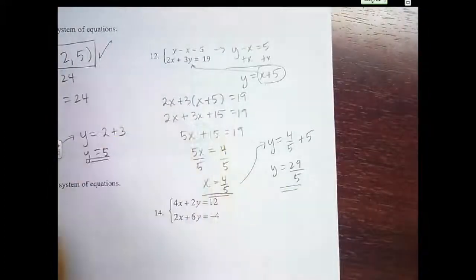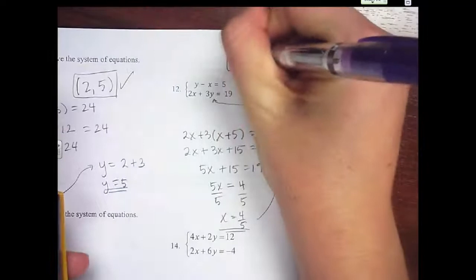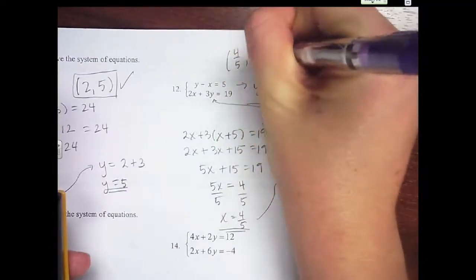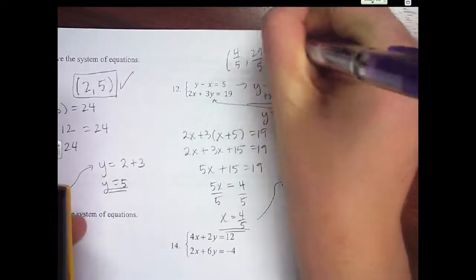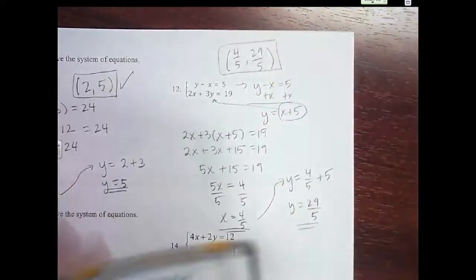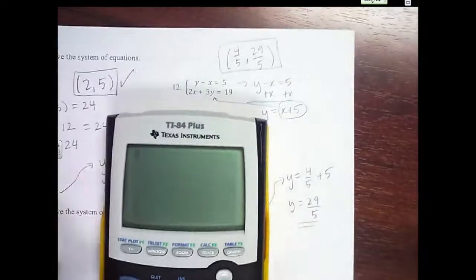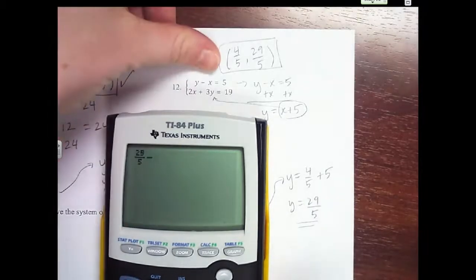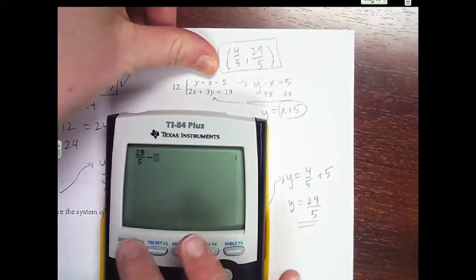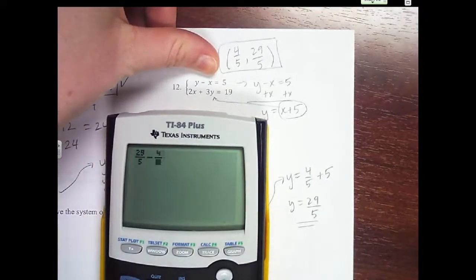Now this one, it looks weird, so let's check it. I got 4/5 and 29/5. Okay, so I'm going to check that. So I'm going to do the y. The y is 29 over 5. I'm going to subtract the x. I'm doing this one right here. Subtract the x, 4/5, and that equals 5. Okay, so that one worked.